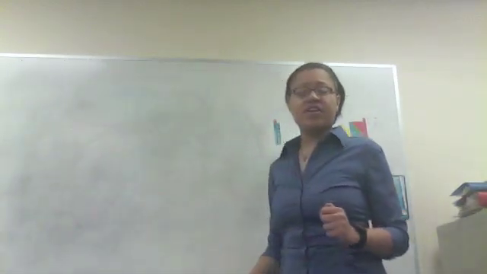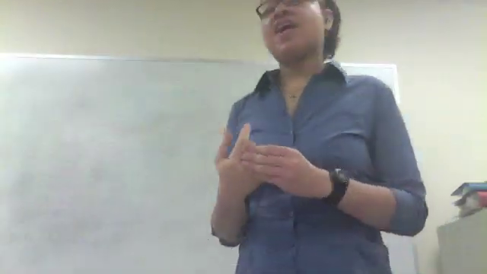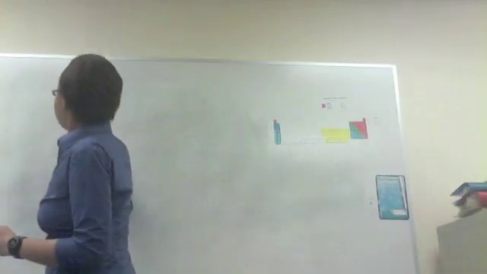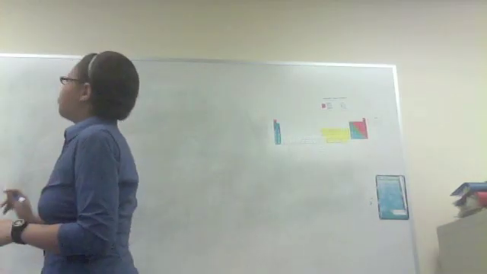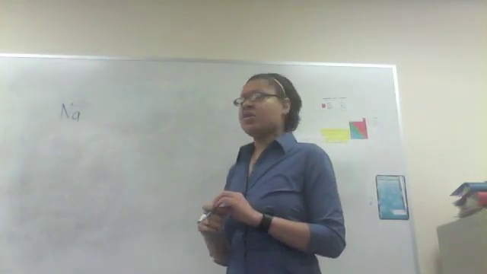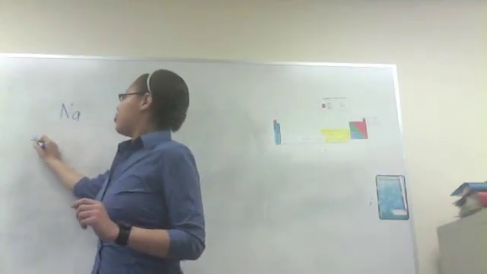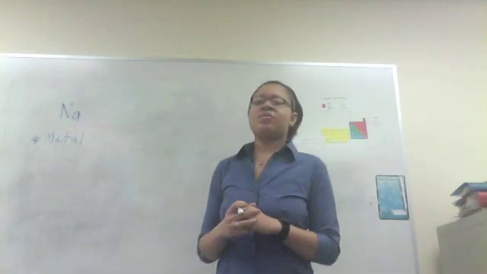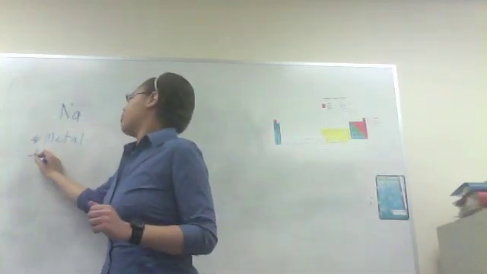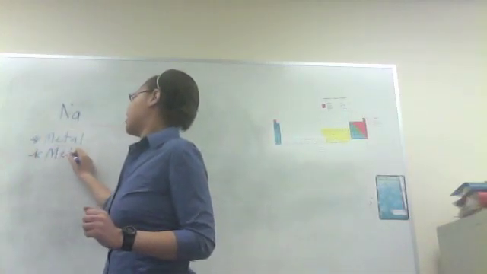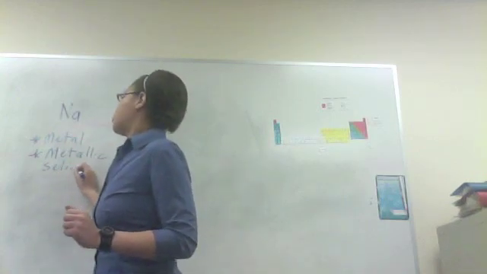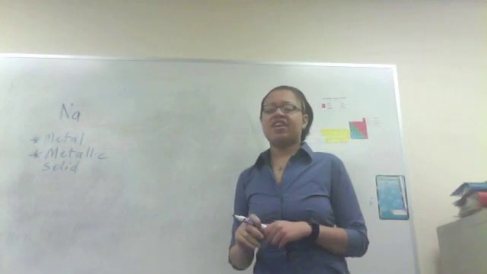Okay, so our first substance that we have is sodium. So Na. Sodium is a metal, so we would expect sodium to form, of course, a metallic solid. So all metals will form metallic solids.